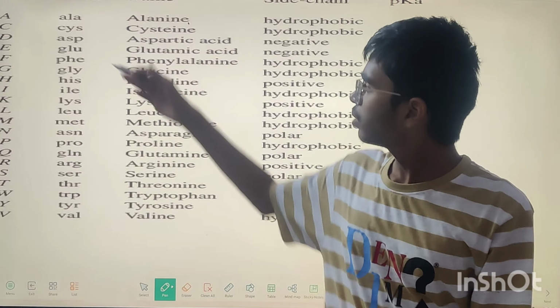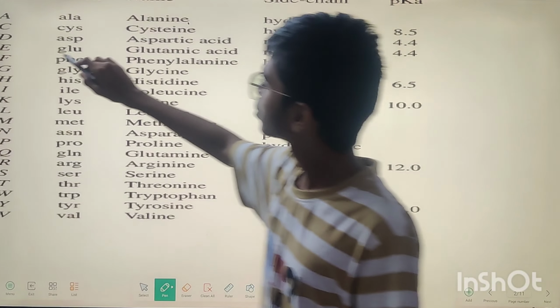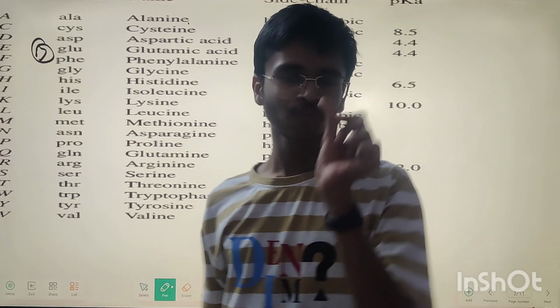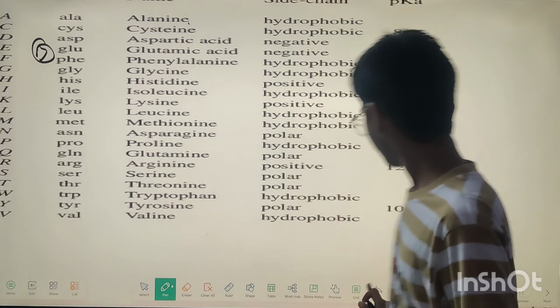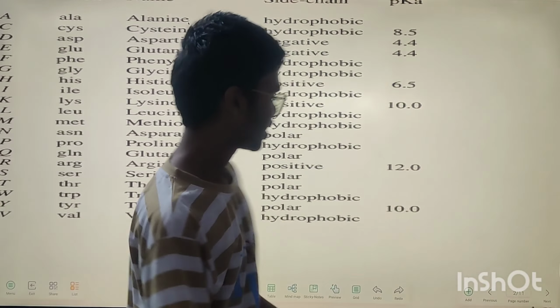If you check, the person who created this image has given them in alphabetical order. Some letters are not there, only 6 are missing. Other than those, all other alphabets are there.